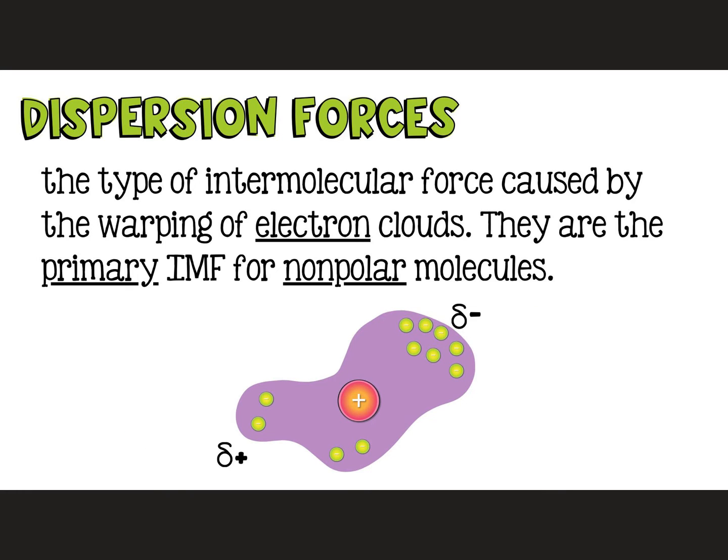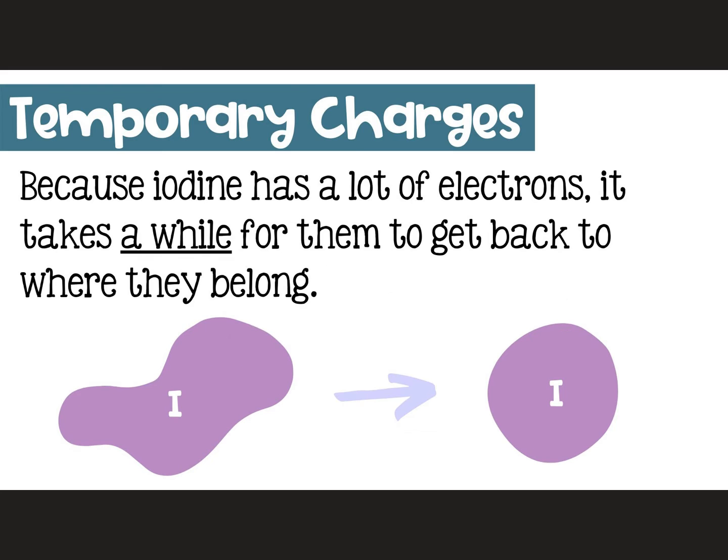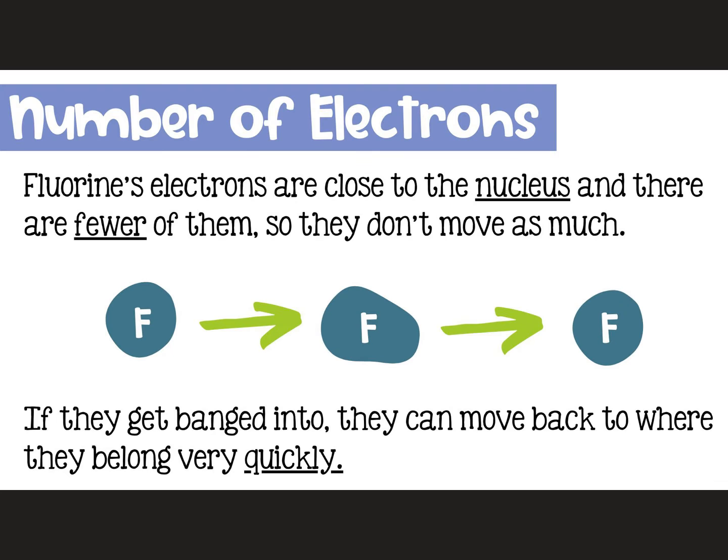So, a dispersion force is the type of intermolecular force caused by the warping of electron clouds. They are the primary intermolecular force for nonpolar molecules. They result from a temporary and very instantaneous dipole. Because iodine has a lot of electrons, it takes a while for them to get back to where they belong. Fluorine's electrons are closer to the nucleus, and there are fewer of them, so they don't move as much. If they get banged into, they can quickly move back to where they belong.